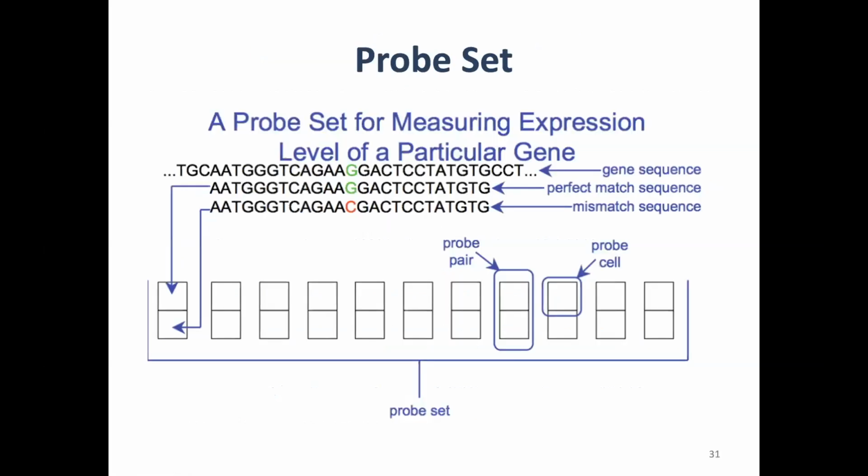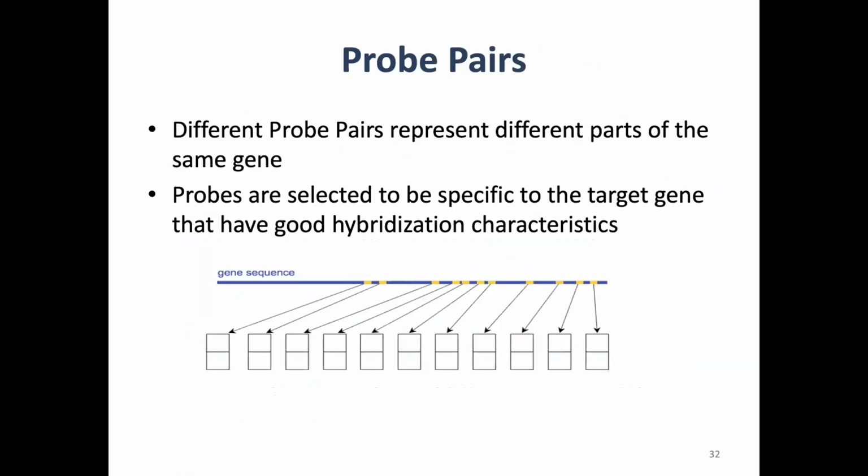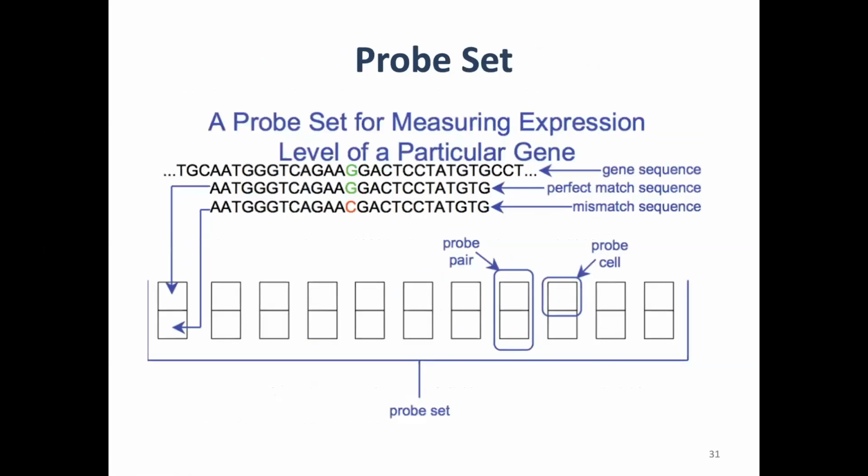So there are a lot of probes. In a tiny chip, there are so many probes, millions of probes. And within the probes, there are millions of copies of oligos, right? Now, this gives you a better idea. After this, you get this.